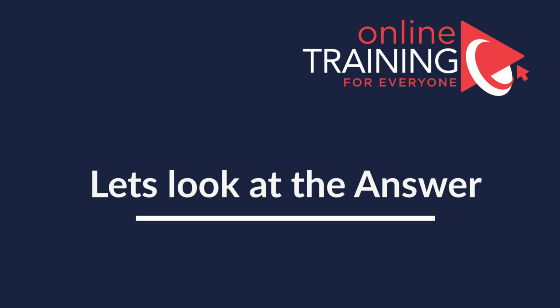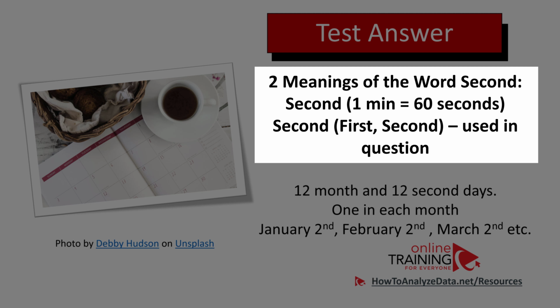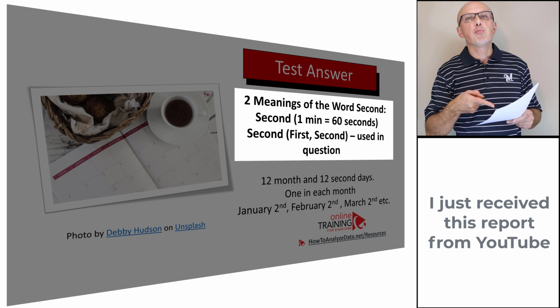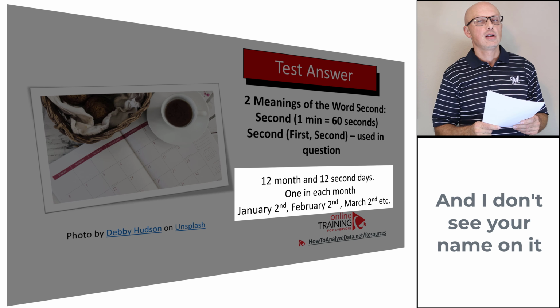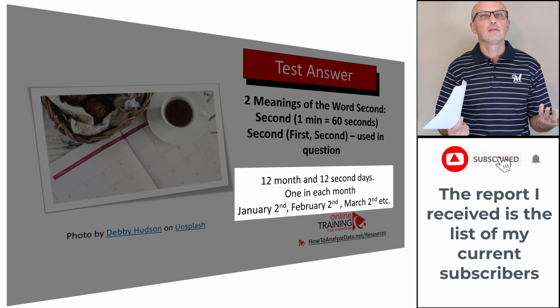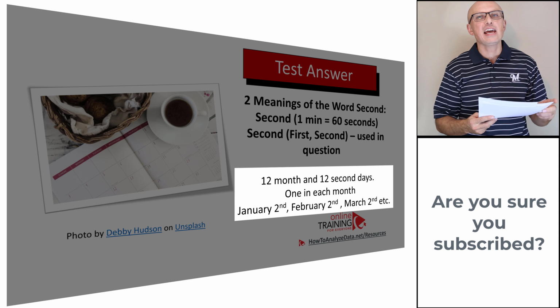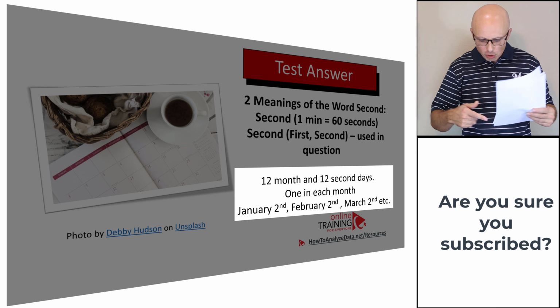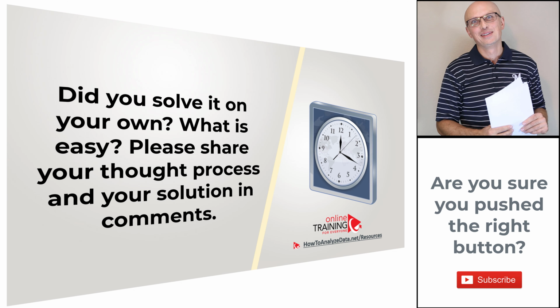Now let's continue and get to the correct solution together. Obviously, this is a tricky question, and it challenges your understanding of the word second. There are 2 meanings of the word second. One is second, for example, 1 minute has 60 seconds. But the other is second, where you have a sequence of first and second. And the second meaning is used in this particular question. So if we go back to the question, in the year there are 12 months, and there are 12 second days. 1 second day in each month. January 2nd, February 2nd, March 2nd, and so on. Hopefully you've nailed this question. It gives you some laughs, and you now know how to answer similar problems on the test.